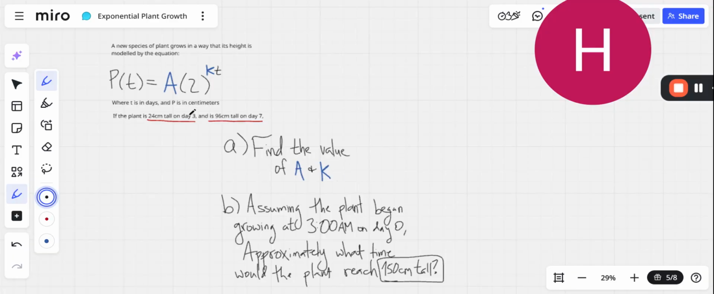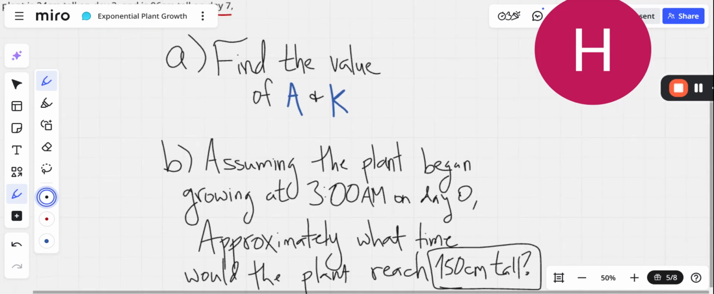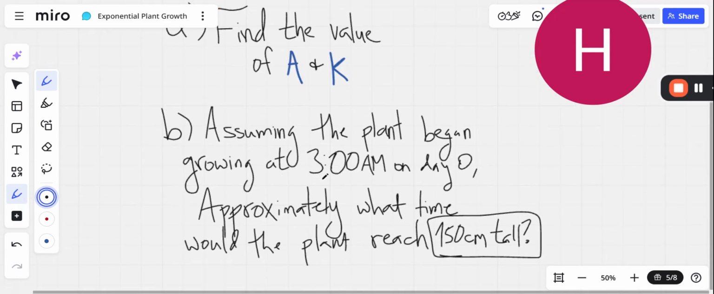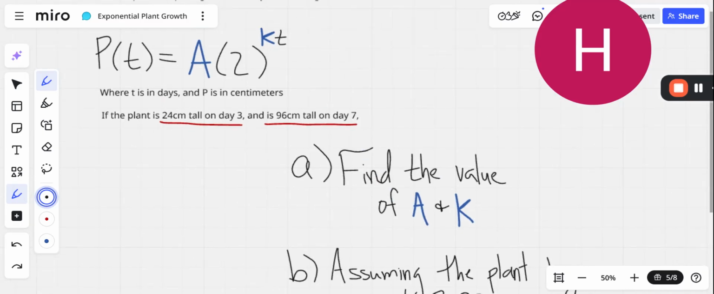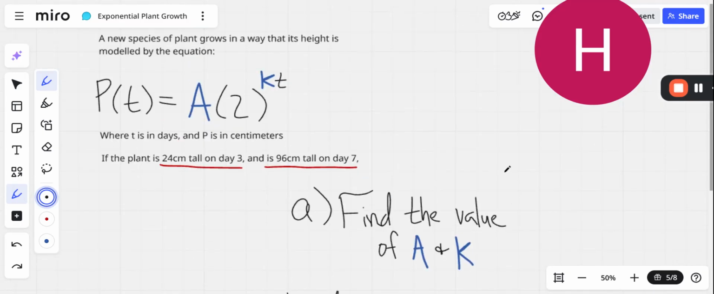We need to find the value of those two missing parameters, a and k, and then we also want to find, if we assume the plant began growing at 3 a.m. at day 0, approximately what time would the plant reach 150 centimeters tall? So we're going to have to use a logarithm in order to solve that at the end. It's going to give us a chance to revisit how to use logarithms to solve exponential equations. And when you're ready, you can unpause the video and see how we did it here.